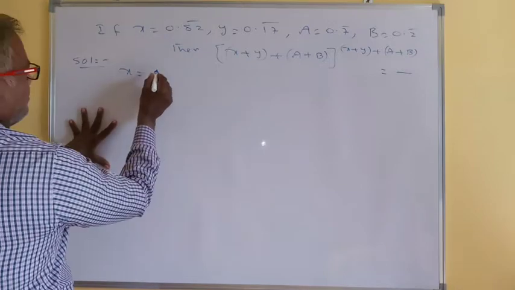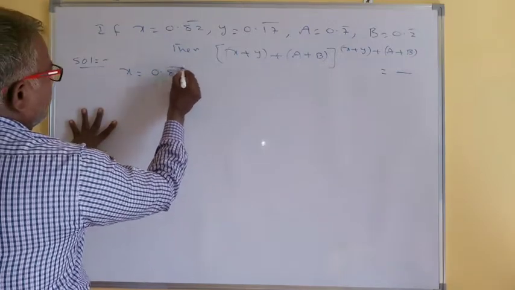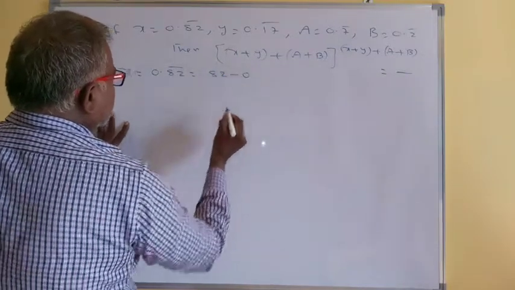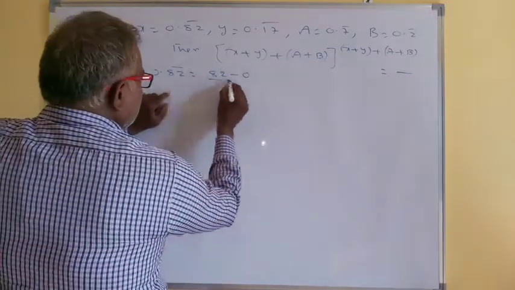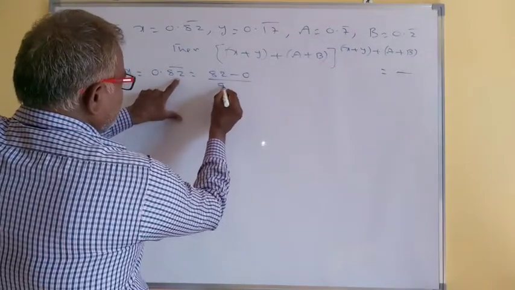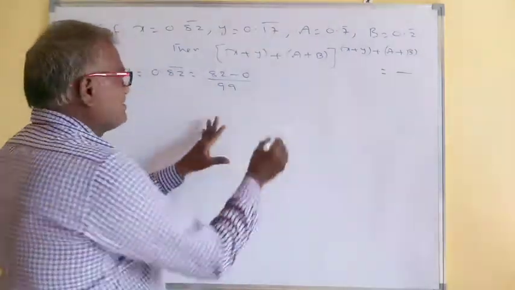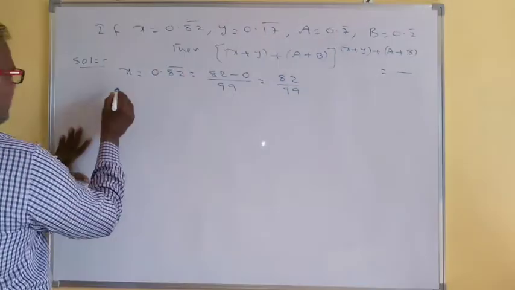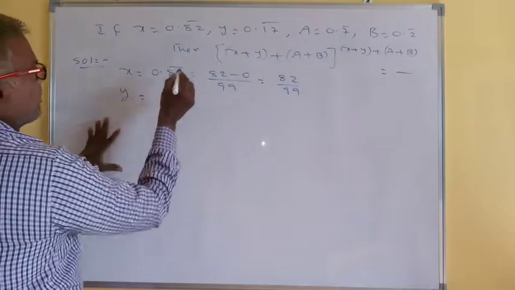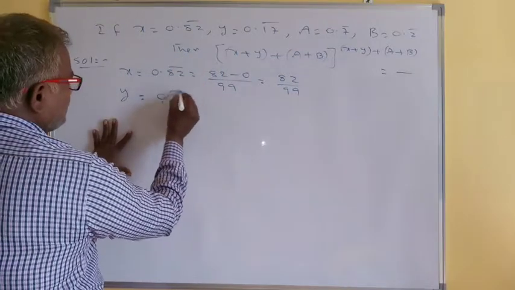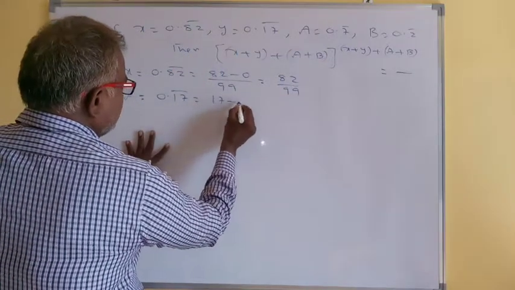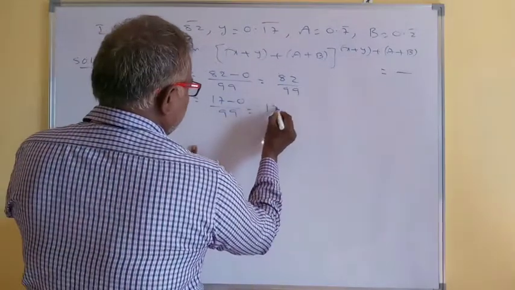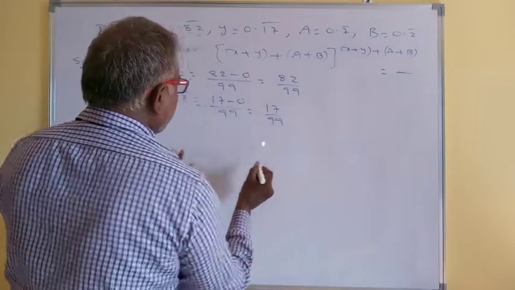So x is equal to 0.82 bar. That means we can write directly the complete number minus 0. No non-repeating digit is there. Only 2 digits are under the bar, so write down 2 nines only. So 82 by 99. Again y is 0.17 bar. So you can write 17 minus 0 by 99 is equal to 17 by 99.